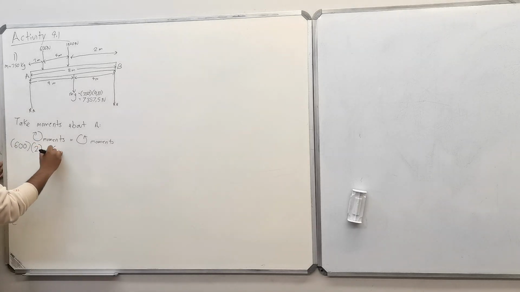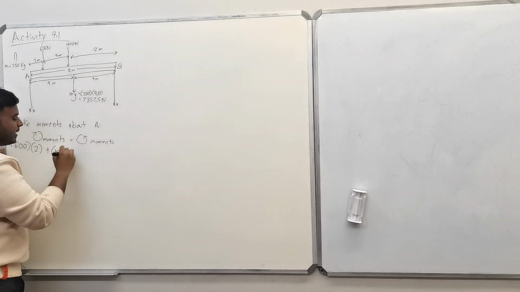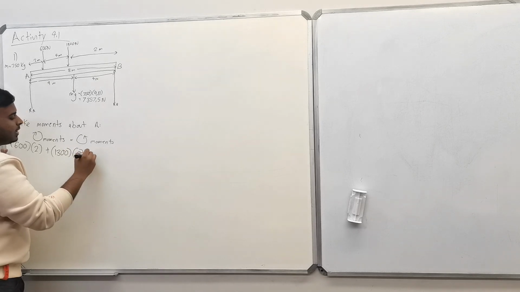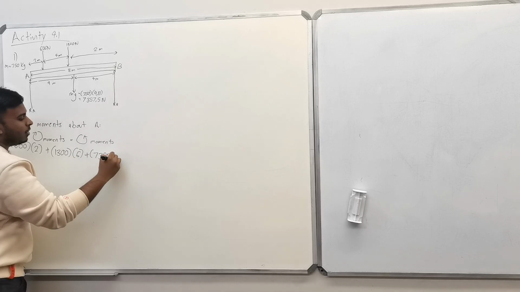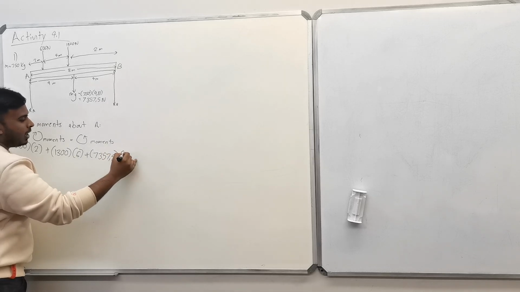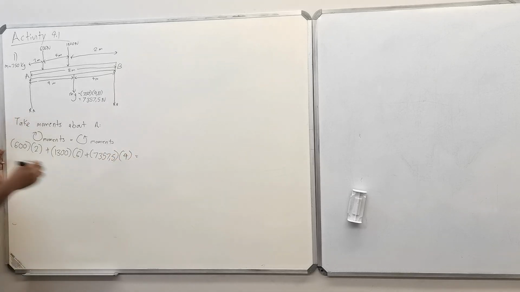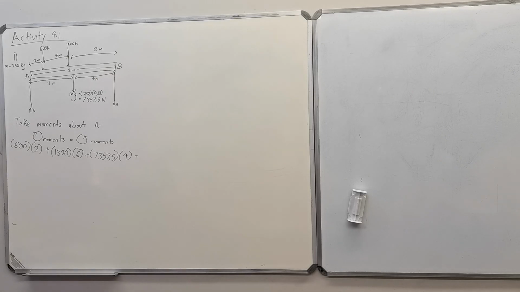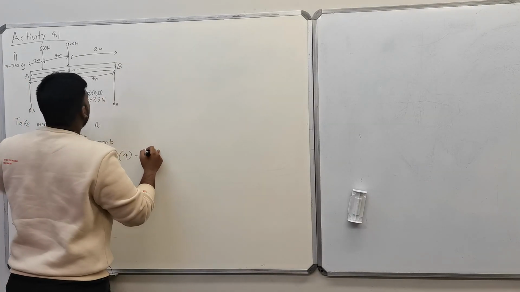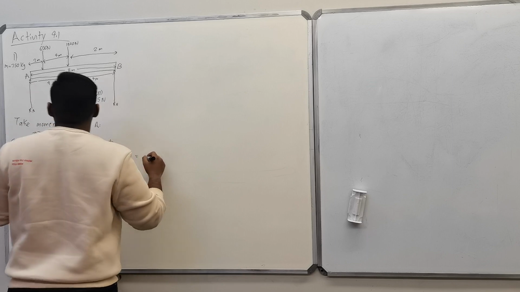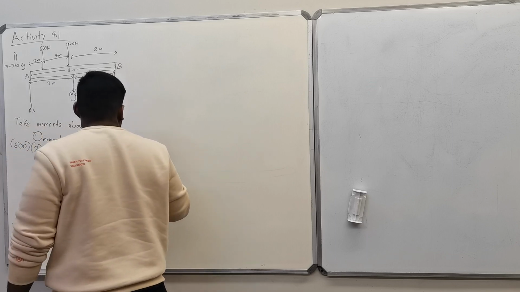So you'll start with 600, and how far is 600 from A? 2. Plus 1300. How far is that from A? 6. Plus your gravitational force, which is 7357.5. And how far is that from A? 4. So now if downwards cause a clockwise motion, upwards would have to cause an anti-clockwise motion. Your upwards force here, RA, acts at A, so you don't have to write that down. How far is RB from A? 8 meters, right? Because it's on the other end.